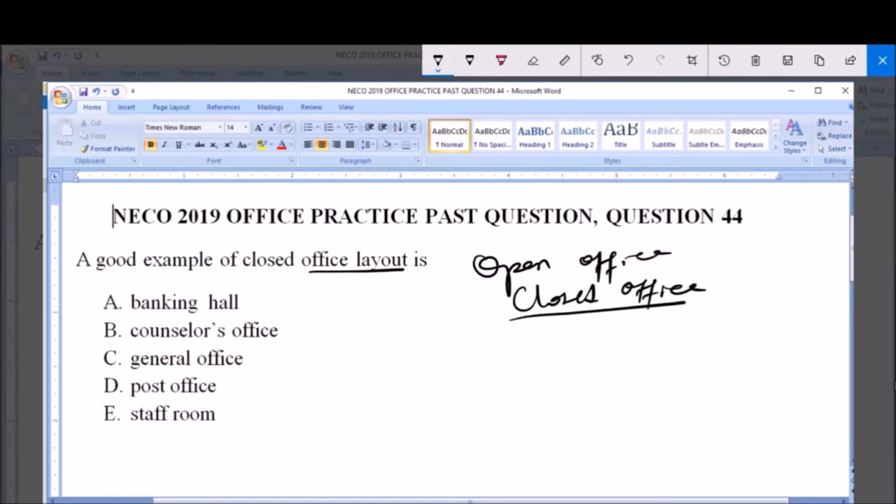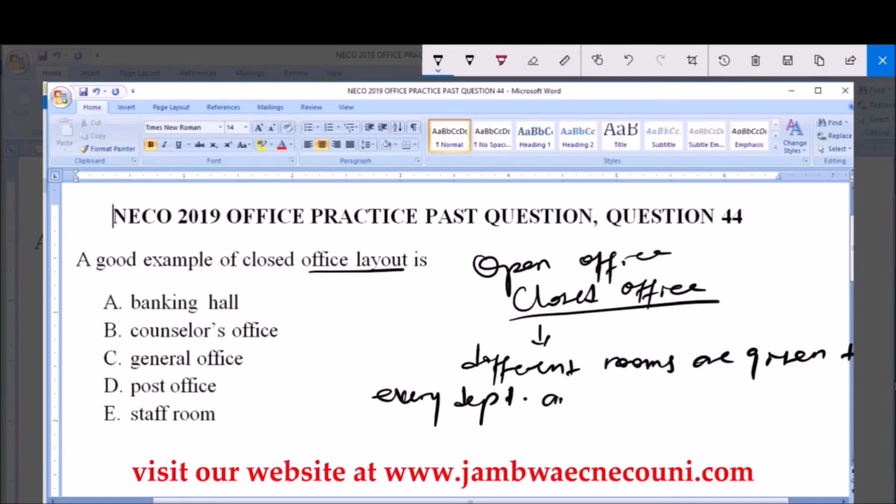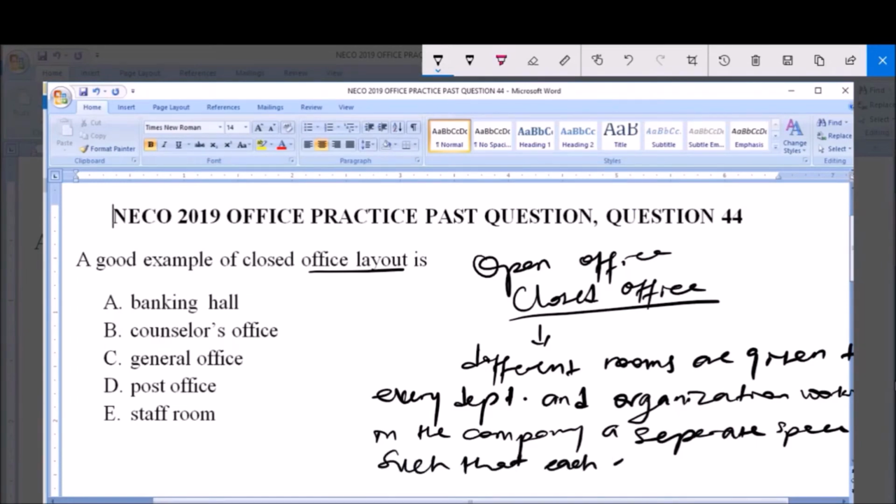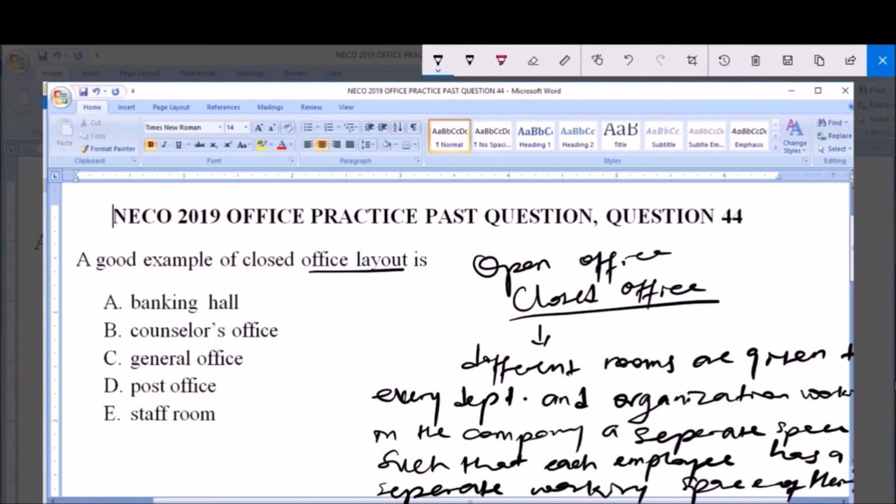Now the question here is telling us about the closed office layout. Now in closed office layout, different rooms are given to every department and organization working in the company, a separate space such that each employee has a separate working space of their own. Now this is about closed office layout.